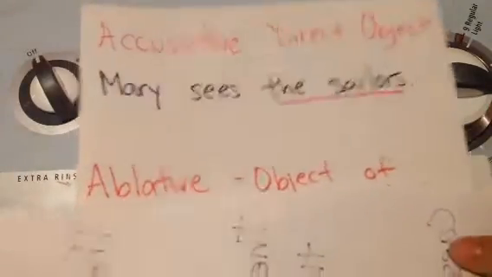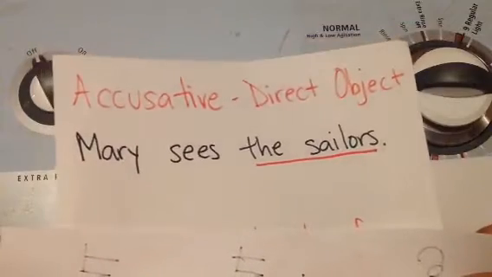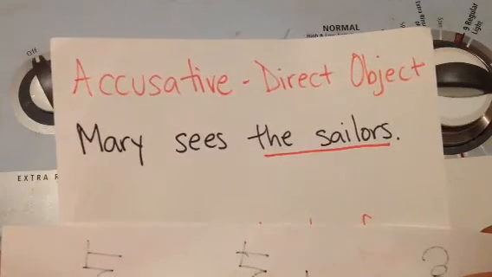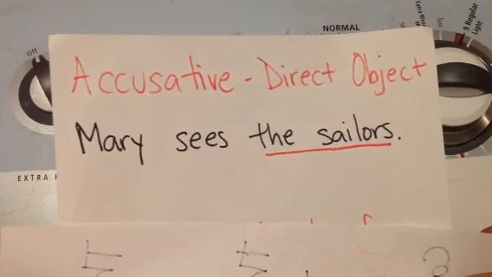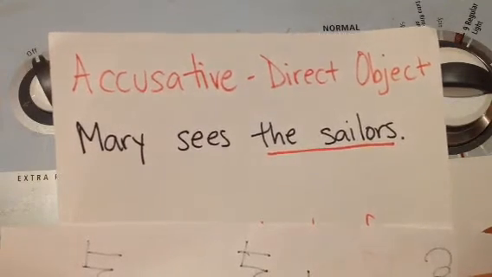Okay, next we have accusative. The accusative case is used for the direct object. So in this sentence, Mary sees the sailors. So the sailors would have the accusative ending in this kind of sentence.